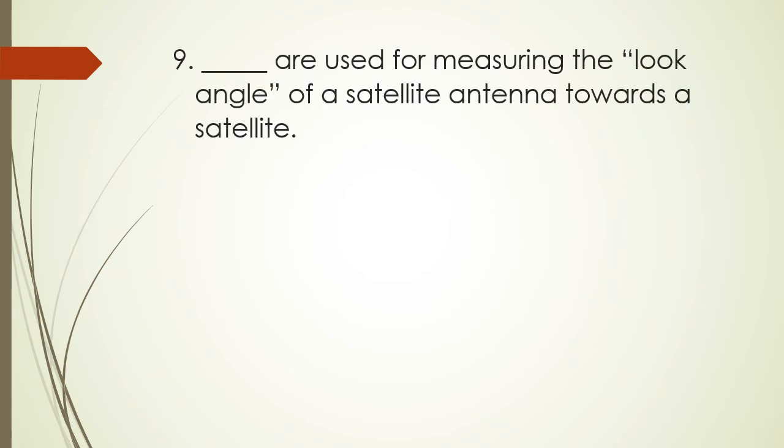Then question number 9, dash are used for measuring the look angle of a satellite antenna towards a satellite. Tilt sensor, image sensor, motion sensor, and ultrasonic sensor. So again, option A, tilt sensor, is the correct answer. Tilt sensors again are used for measuring the look angle of a satellite antenna towards a satellite. So there are various applications of tilt sensor also.